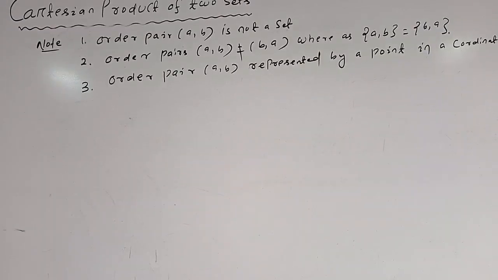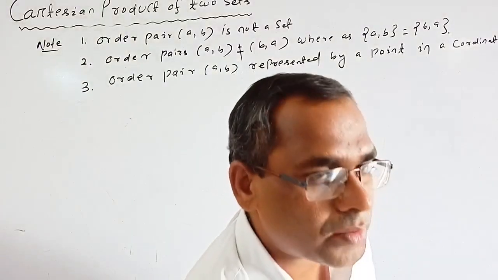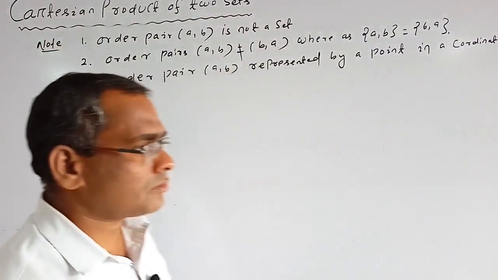So an ordered pair (a, b) is not a set. Number 2, the ordered pair (a, b) is not equal to (b, a), whereas the set {a, b} is equal to {b, a}. An ordered pair (a, b) is represented by a point in a coordinate plane, R squared, that is, in two dimensions. So every ordered pair is represented by a point in the coordinate plane, the xy plane. Okay.